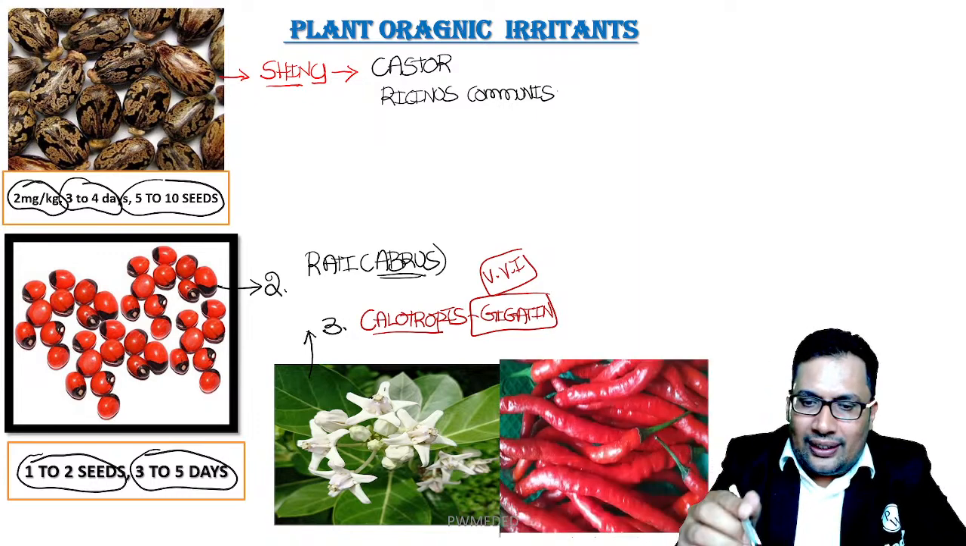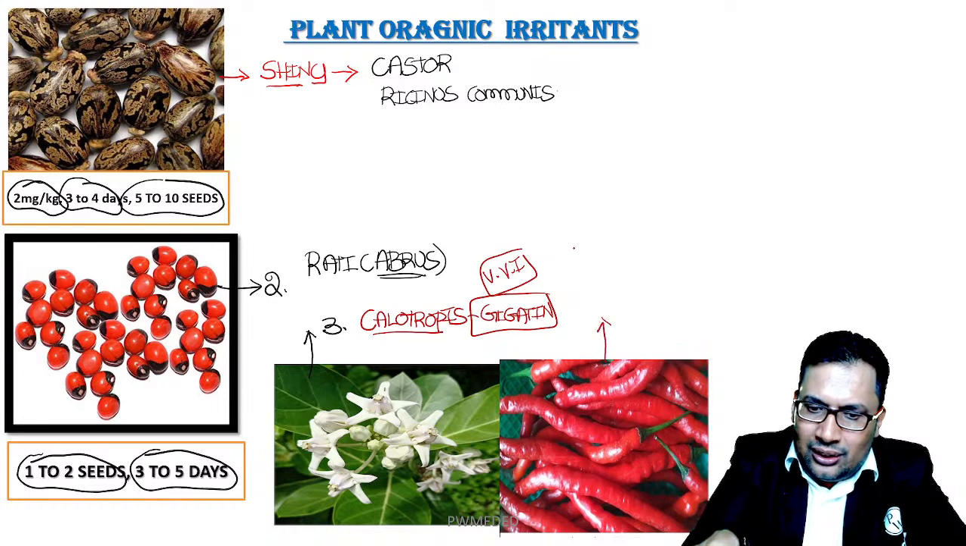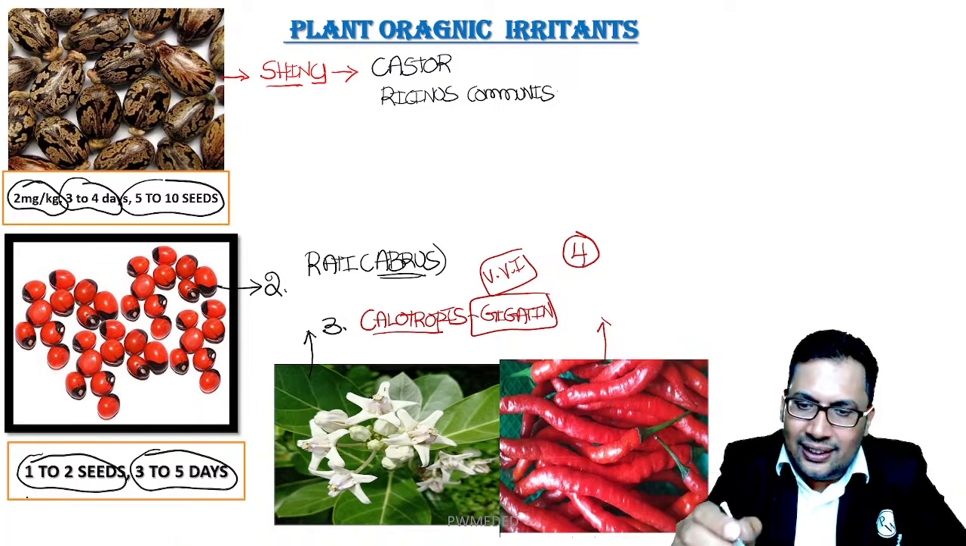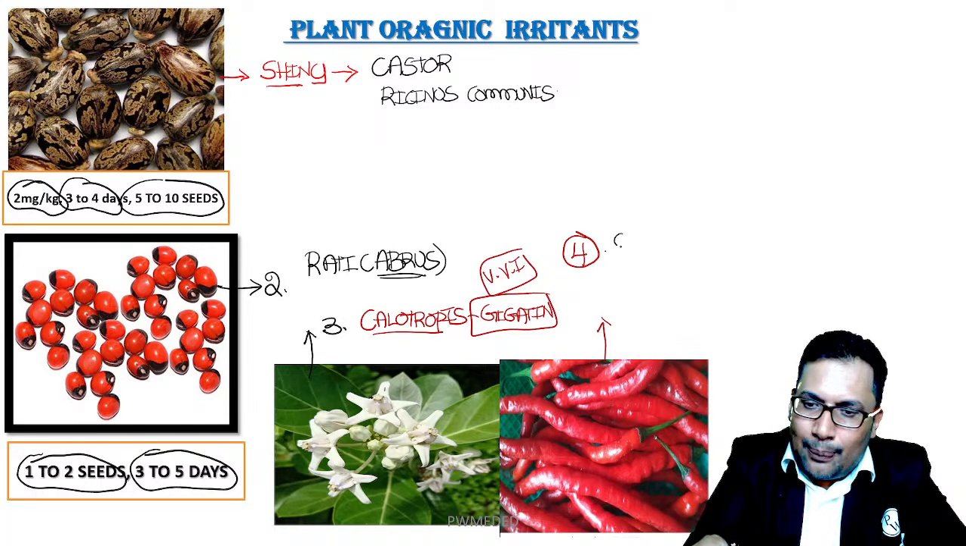Now look at this. What is this fourth one? Anyone can identify this? What is this fourth one? Very simple, all of you. What is the clinical condition associated with this? So these are nothing but Capsicum annuum.